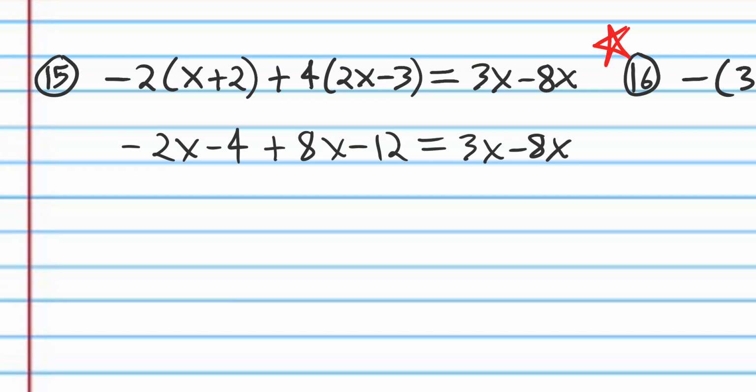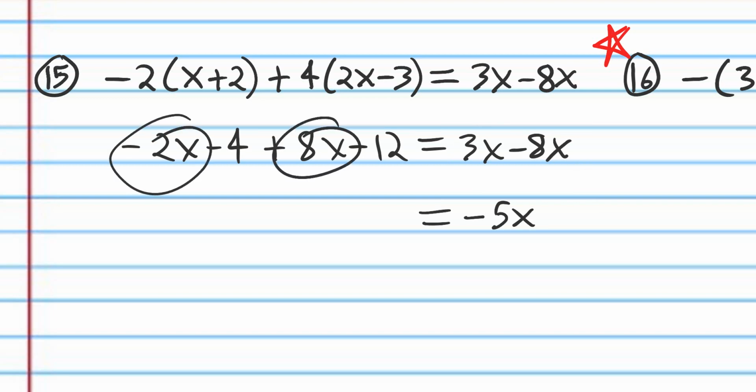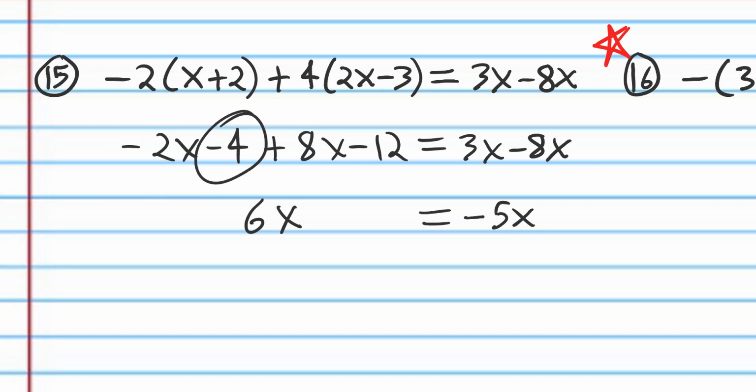Everything looks good. On the right side, 3x minus 8x is negative 5x. I can simplify that immediately. And negative 2x plus 8x is 6x. And negative 4 minus 12 is negative 16.